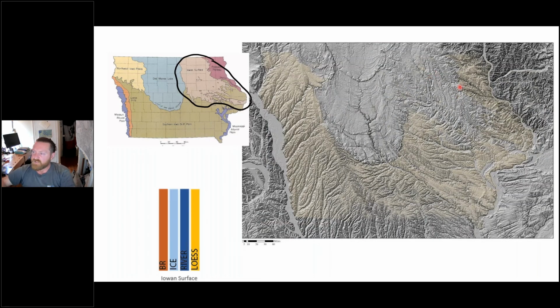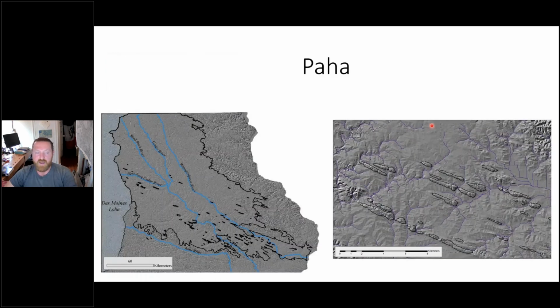And this is it. So you can see this tan color is the loess, but there's none here. So let's get into a little bit of that, since it's my area of study right now, and talk about these Paha. So I'm mapping Benton County, and I've done a lot of work there. Hopefully I can make the walkabout next week.